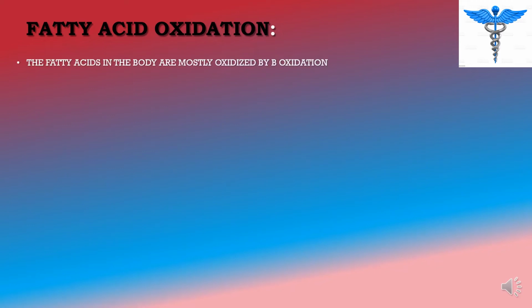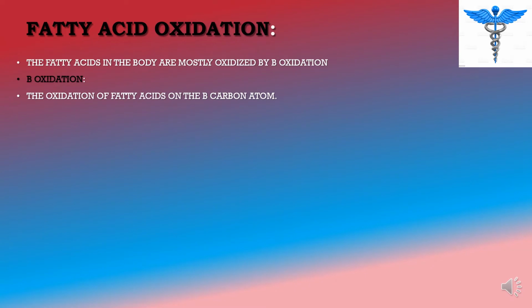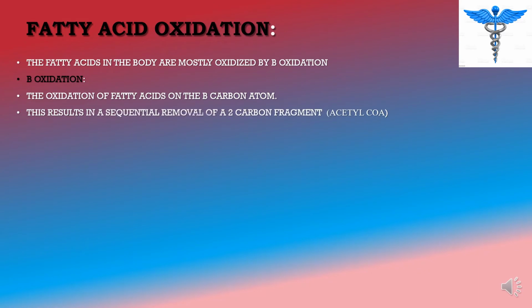The fatty acids in the body are mostly oxidized by beta oxidation. Now let's see what beta oxidation is. When an oxidation takes place on the beta carbon atom, that oxidation is called beta oxidation. The beta oxidation results in the removal of a 2 carbon fragment, and that 2 carbon fragment is called acetyl coenzyme A.